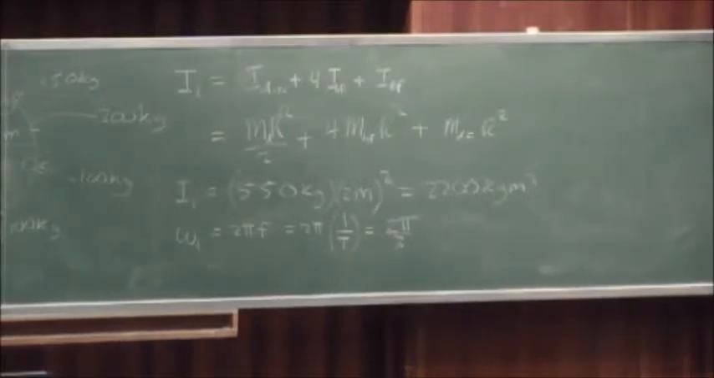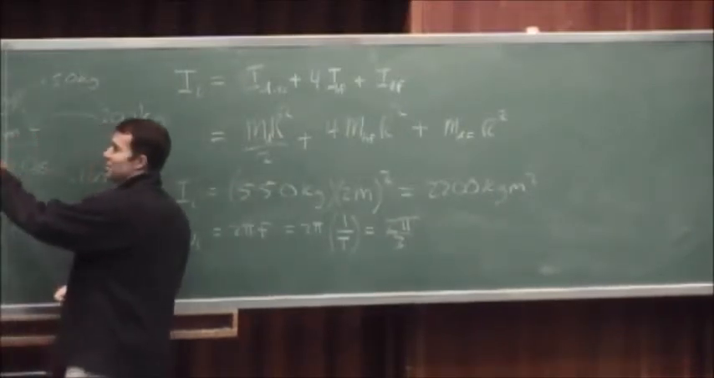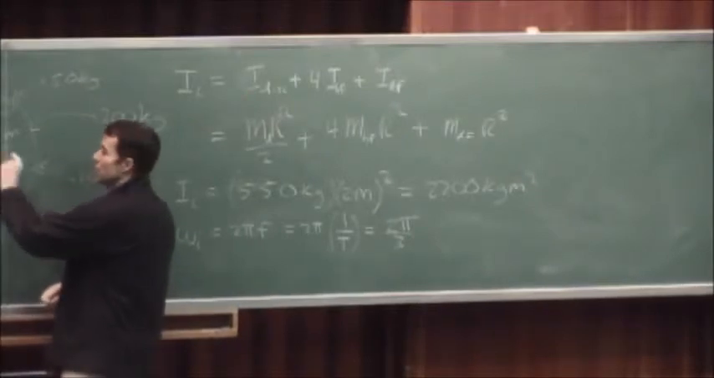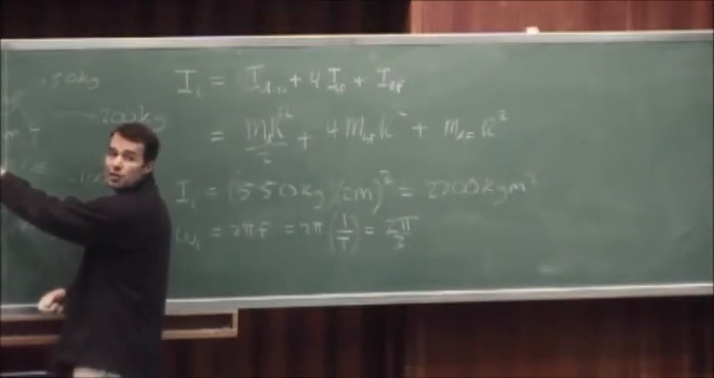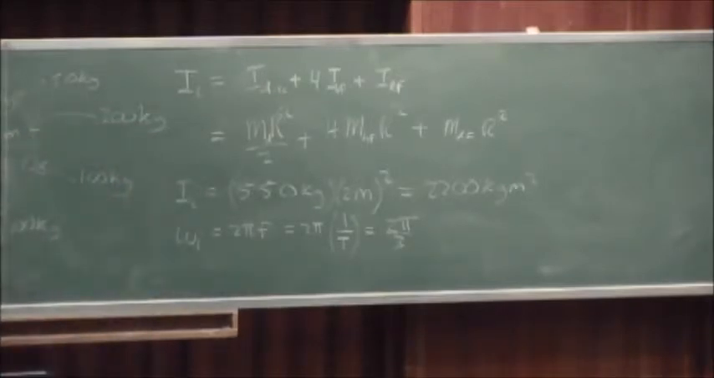Now, that's the initial. Our second thing is, now we're going to have all of these friends go to the center. So we're going to have these 4 heavy friends go to the center. So what is mr squared going to be for these guys? It's not 0, but we're just going to assume it's 0 because these guys have some finite width, right?